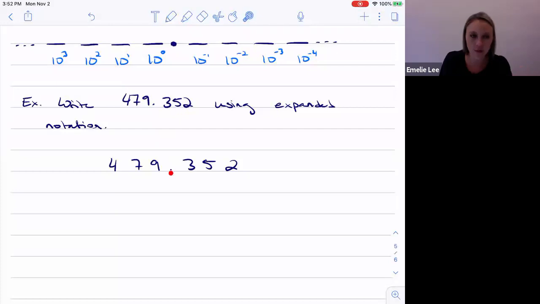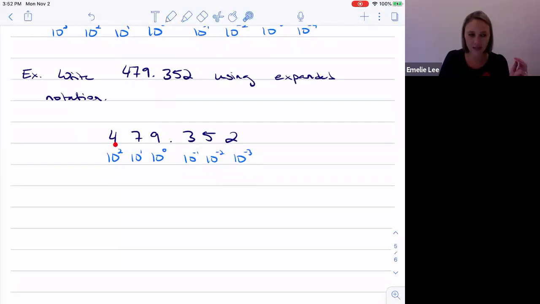So starting from the decimal, I'm going to start with 10 to the power of 0, 10 to the power of 1, and 10 to the power of 2. Same idea, moving to the right now on the other side of the decimal, I've got 10 to the negative 1, 10 to the negative 2, and 10 to the negative 3.